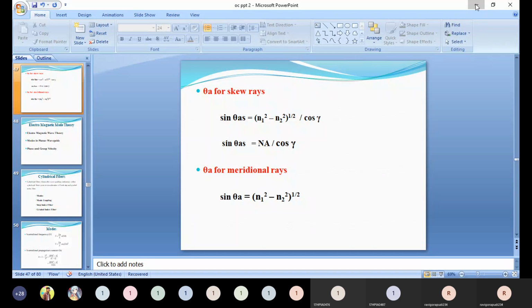Again, I am repeating the same problem. A step index fiber in air has a numerical aperture of 0.22. Calculate the acceptance angle in the air for skew rays that change direction by 110 degrees at each reflection. Is it clear?